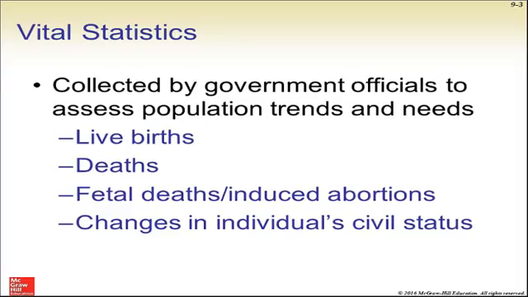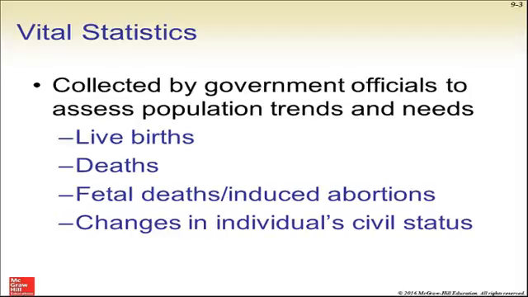We're going to start actually with vital statistics, and let's talk about what that is. This is information collected by government officials to assess population trends and need, so kind of get a status quo of how people are doing. So we collect information such as live births. Live births are actually reported to the state registrar, and that's important to know for your quiz. Deaths, fetal death and induced abortions. Generally, birth and death certificates are not required for fetal deaths occurring prior to 20 weeks of gestation. So that's an important little fact to know.